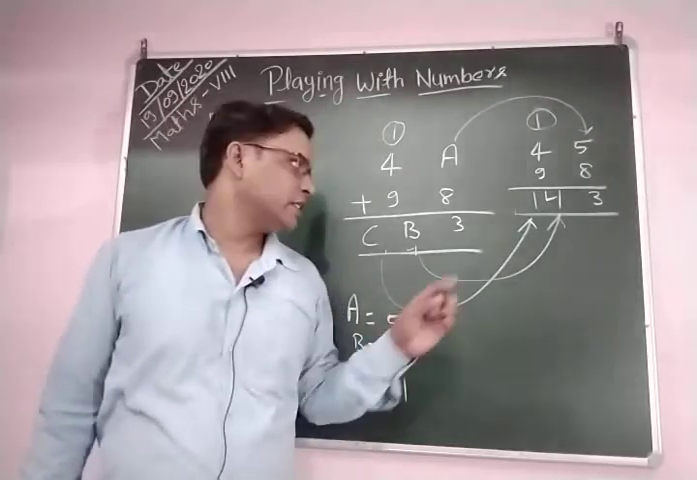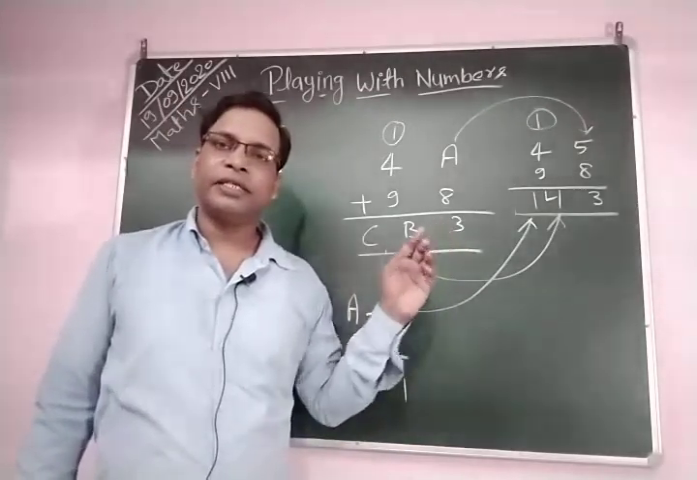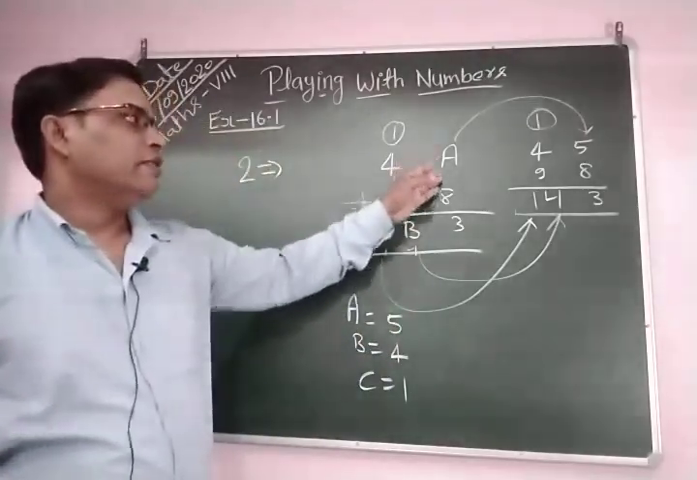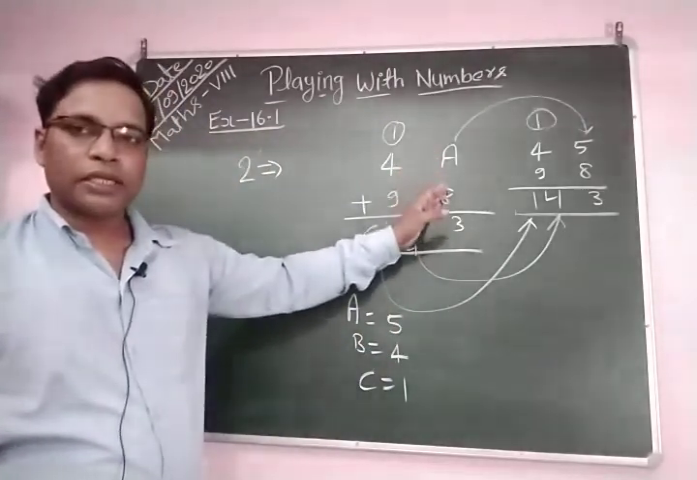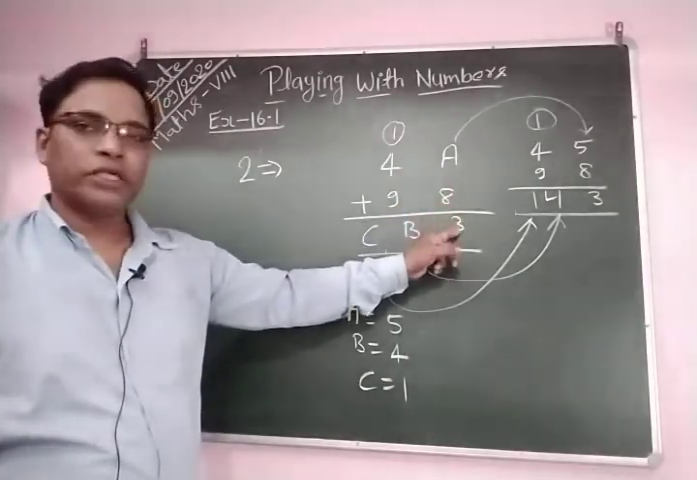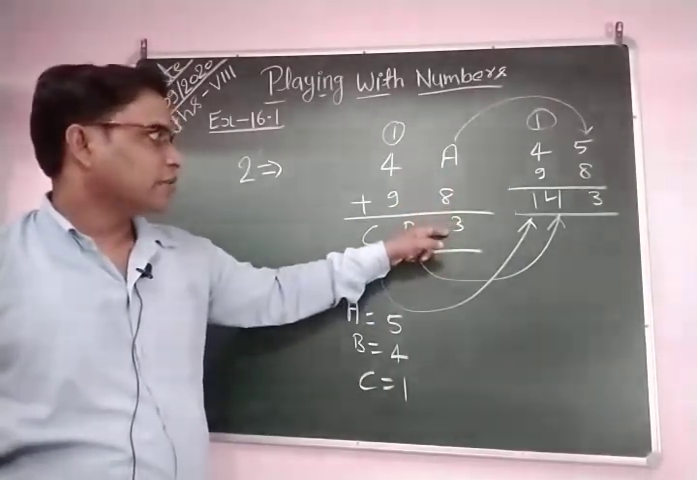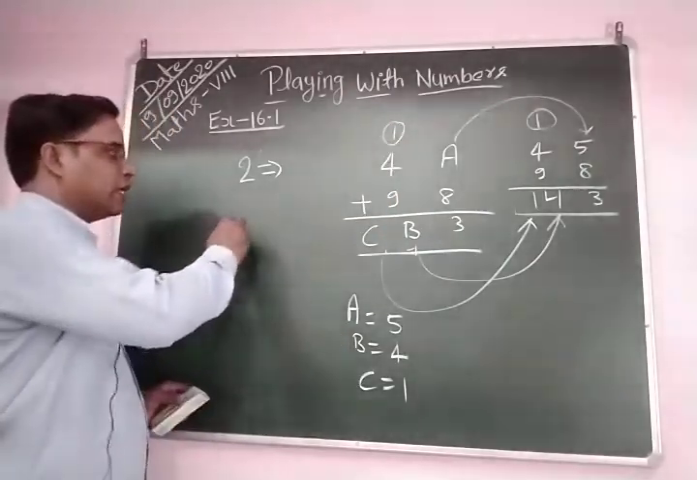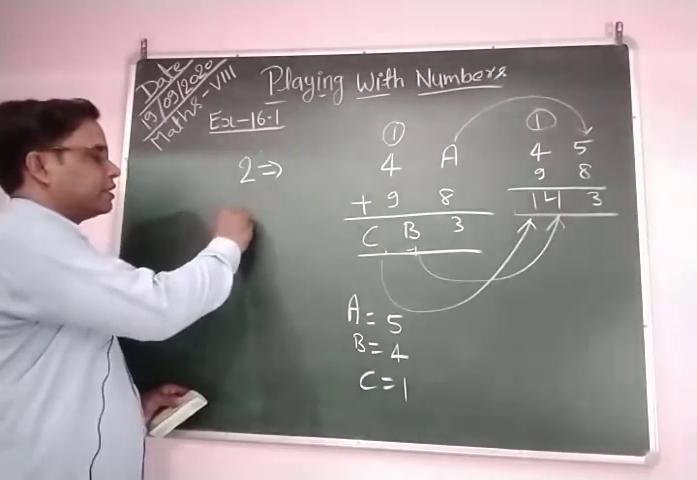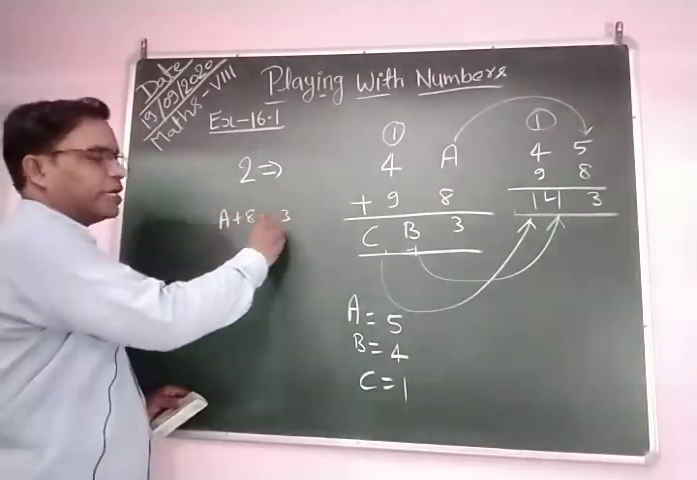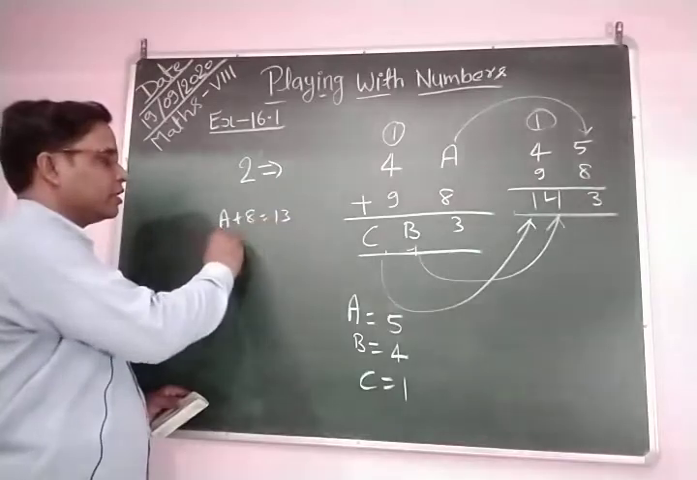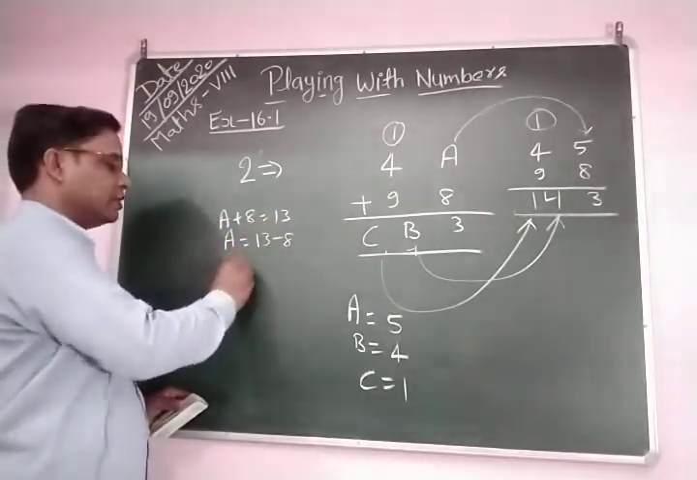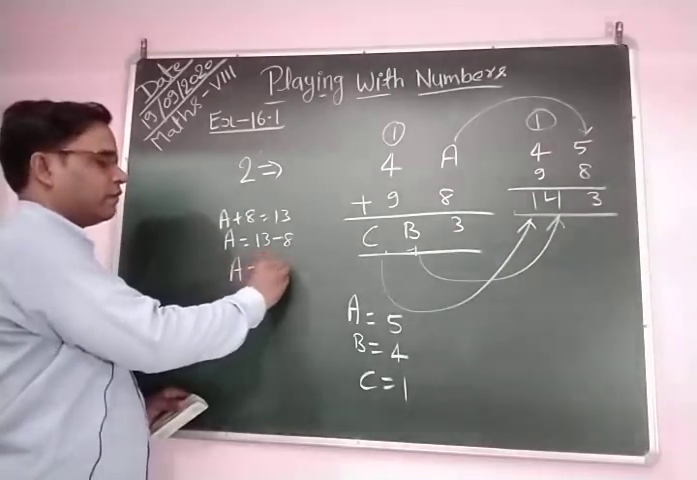Okay, it means that this is not 3. So what is this? This is 13. Okay, so here A plus 8 is equal to 13. This is not 3 because it gives one carry here. Okay, so here you can see that A plus 8 is not 3, it is 13. So here you find the value of A: 13 minus 8, so A is 5.